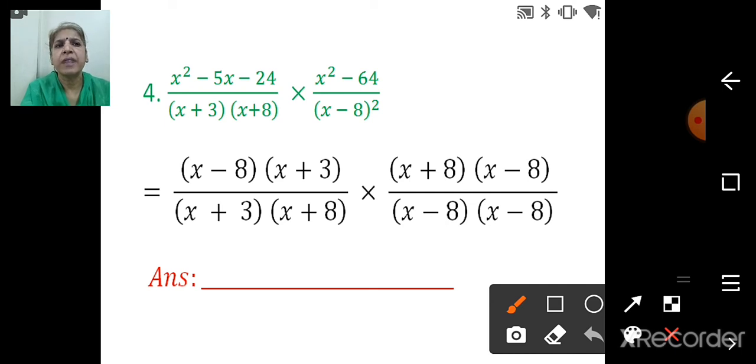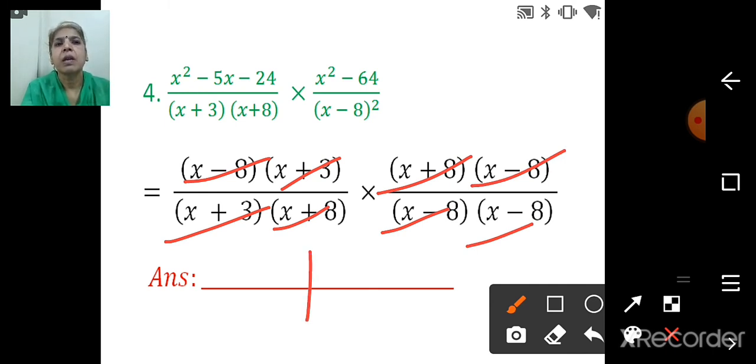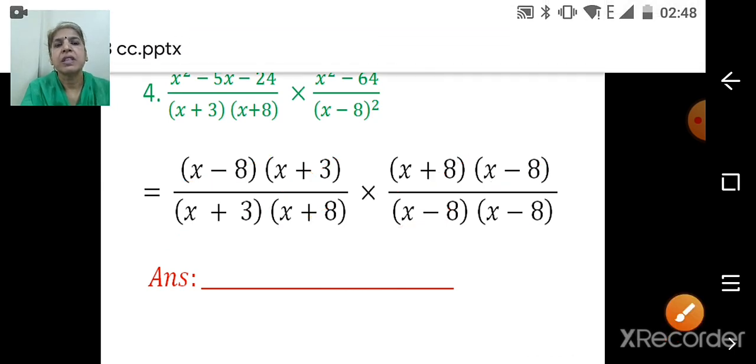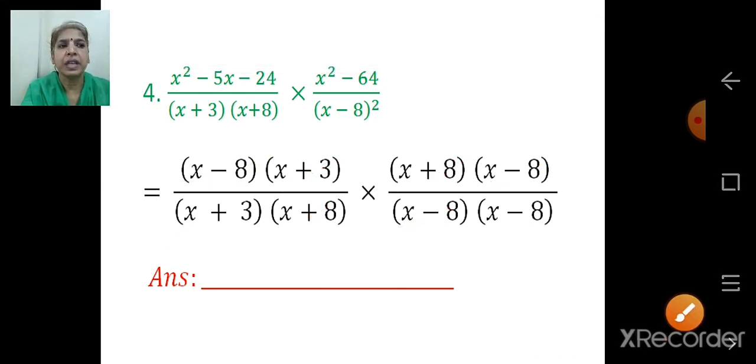Then divide the common factors, the full bracket: x minus 8 divided by x minus 8, x plus 3 divided by x plus 3, x plus 8 divided by x plus 8, x minus 8 divided by x minus 8. Everything has got divided. So what is remaining is 1. So this is the way you are going to solve it.